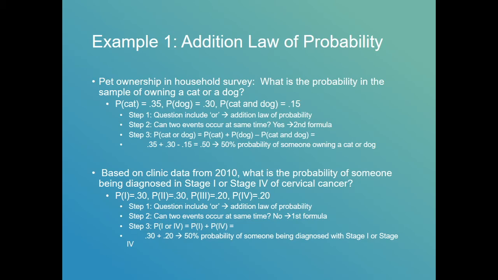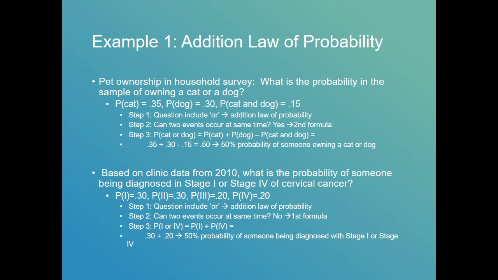The second example is based on clinical data from 2010. What's the probability of someone being diagnosed with stage 1 or stage 4 of cervical cancer? So here, we want to first look at the question, and it includes the word or, so that's how we know we're going to use this addition law of probability. Then we want to look at the second part. Can the two events occur at the same time? So can you be diagnosed at stage 1 and stage 4 of cervical cancer at the same time? No, you would either have stage 1 or stage 4. So now we want to use that first formula from the previous slide.